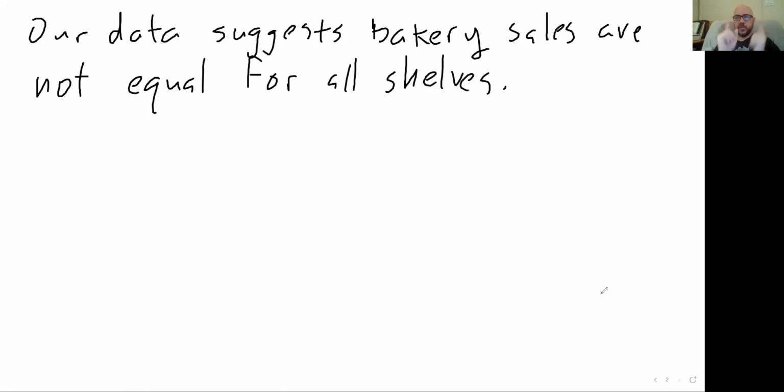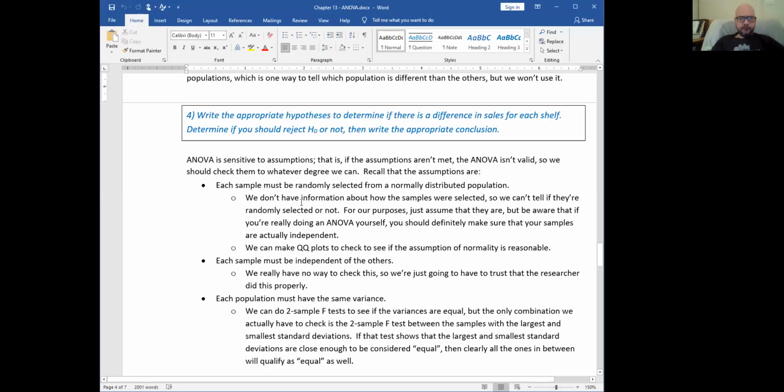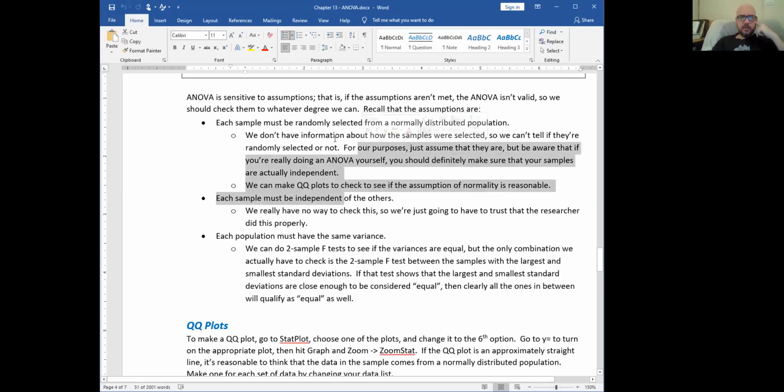Now, let's talk about what assumptions we needed to make for that. So let me go back to chapter 13 here. When the assumptions aren't met, ANOVA doesn't work as well, right? So we should check our assumptions as best we can. So here's our assumptions. Each sample has to be randomly selected from a normally distributed population. Each of the samples have to be independent of the others, and each of the populations have to have the same variance.